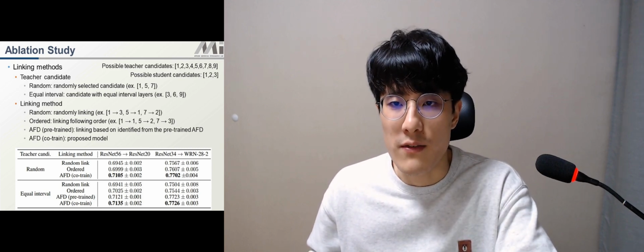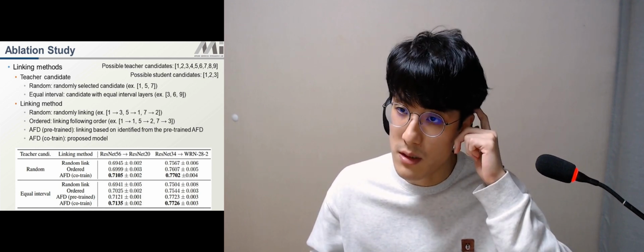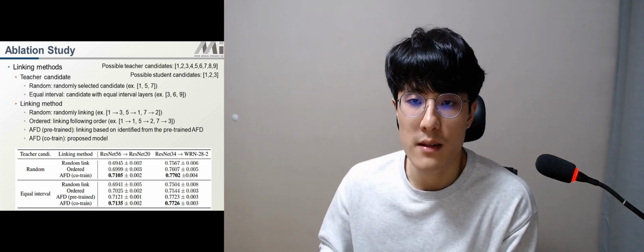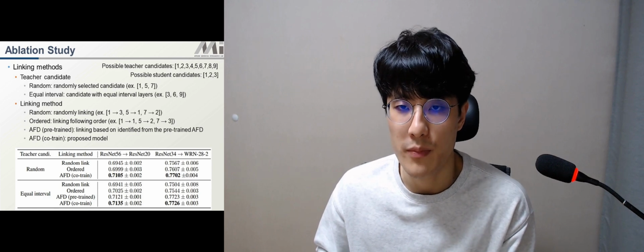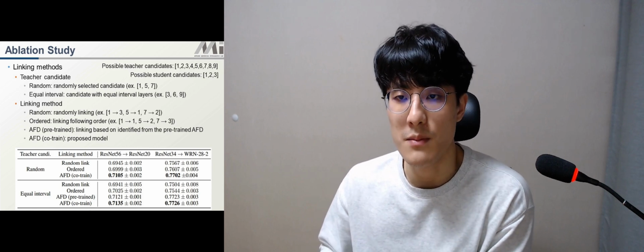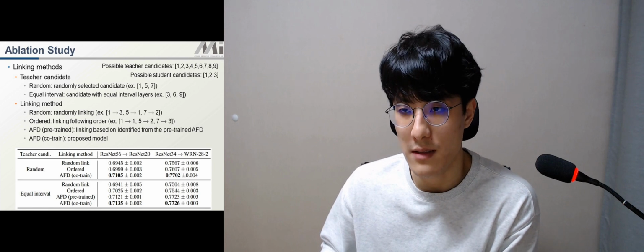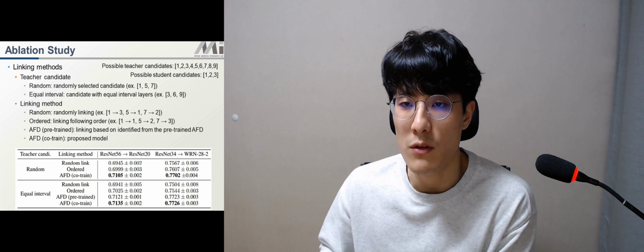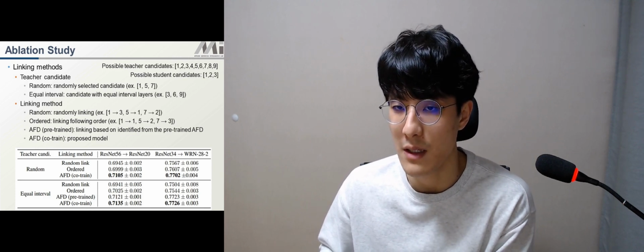To check the effectiveness of our linking method, we compared various linking methods and the AFD methodology. Candidate layer means the targeted layer for distillation. We divide teacher candidates as random or equal interval. If possible teacher candidates are the layers 1 to 9, then examples of random and equal interval of teacher candidates are on the slide.